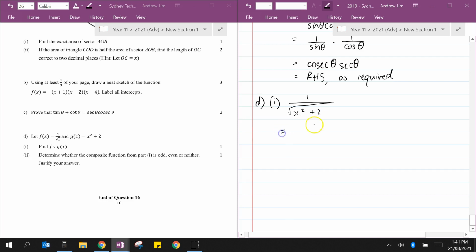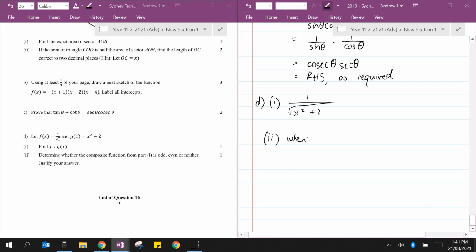I'm not sure you have to simplify that. No, I think that's it. Can't simplify that. Okay, part 2. Determine whether the composite function from part 1 is odd, even, or neither. Justify your answer.